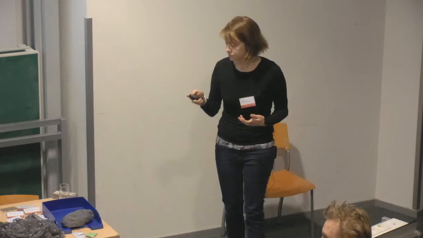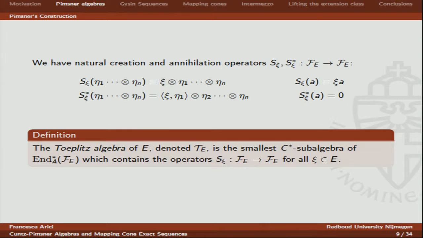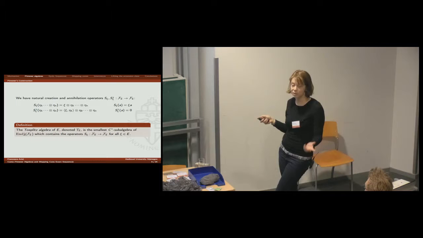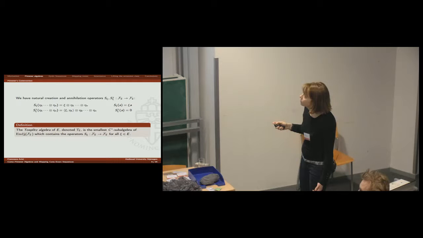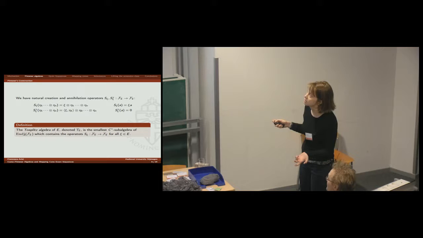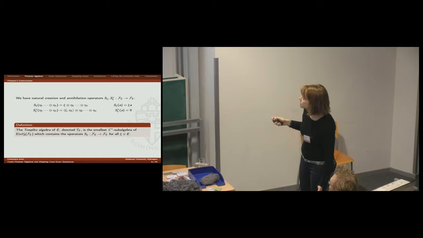Now, on this module, we still have creation and annihilation operators, as before, but here the situation is no longer symmetric, because there is a big kernel of the annihilation operator, which consists of the algebra of scalars. As before, the creation operator associated to the vector psi simply multiplies in the first entry by the vector, while the adjoint operator consists of... there shouldn't be a tensor here, of course, it's sloppy.